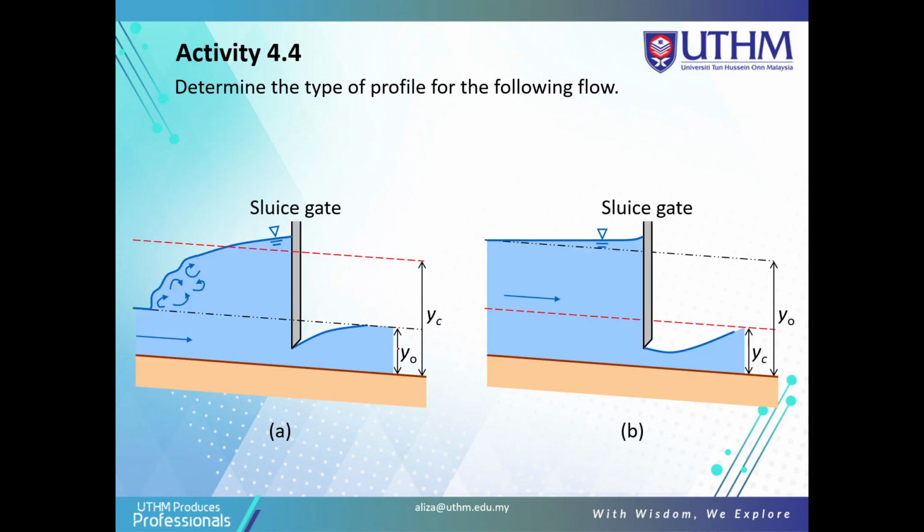Okay, so look at the activity here. Determine the type of profile. Actually for this example, they just give you the figure here. From this figure you must explain which type of profile this flow is, from A and also B here. From A here you must know which type of profile this figure shows. They just give you the figure and you explain what the type of profile is.